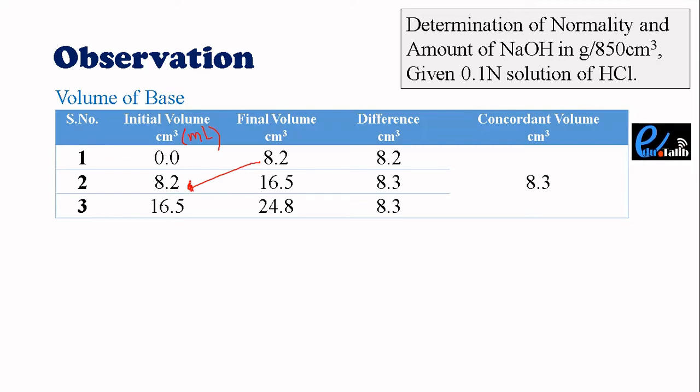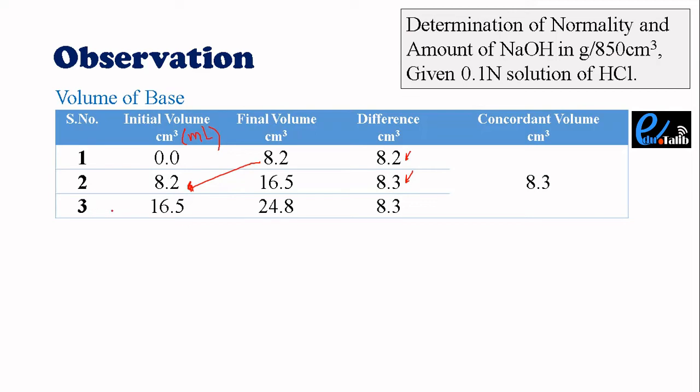Now in set 2, once again we started taking the readings. When the light pink color appeared, the final volume of the burette for this set was 16.5 centimeter cube. So what was the difference? 16.5 minus 8.2 is 8.3. Over here, there's a slight difference between 8.2 and 8.3. So for the surety of the result, we have to take another reading.